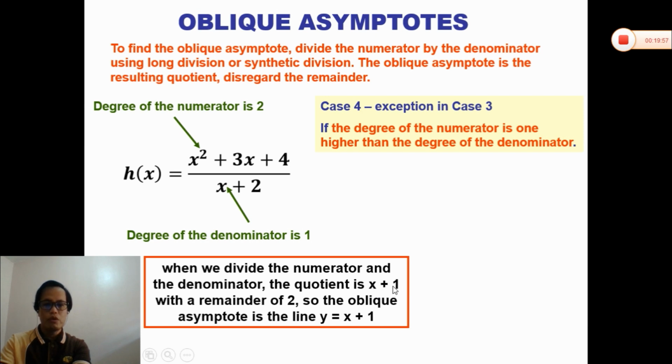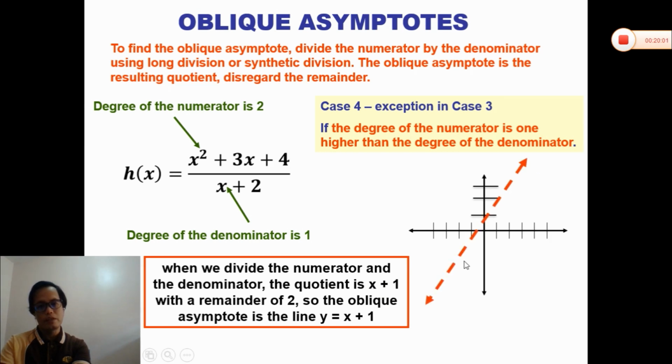If we are going to illustrate this one in the Cartesian plane, more or less we will have this graph here. So this is y equals x plus 1.